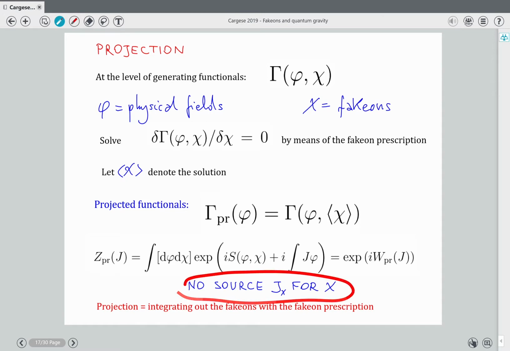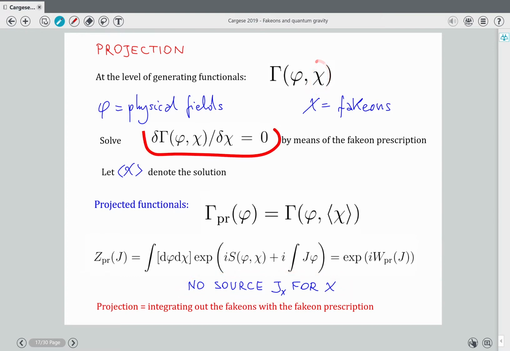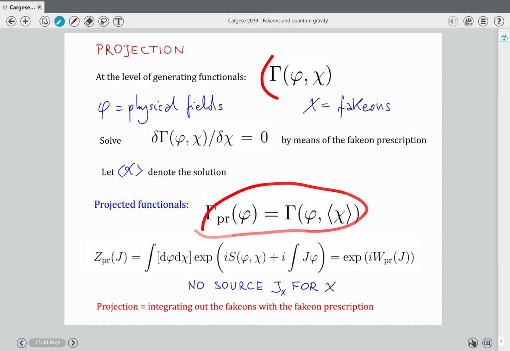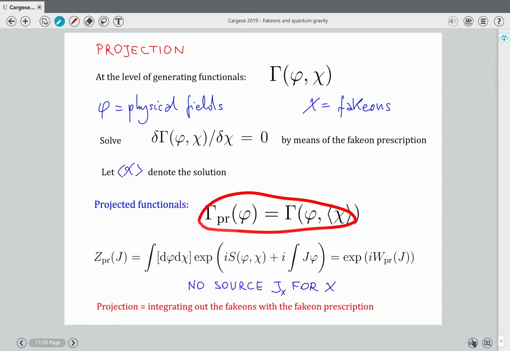Equivalently, in your action, you take the fake particle, chi, solve the field equations of that particle with the Fakeon prescription, because there is a unique way to do that. You cannot choose boundary conditions for the Fakeons. You cannot choose initial conditions, positions, velocities. It's blocked. And you insert the solution back into the unprojected action. You will get the projected action. We will see it in a moment more precisely.